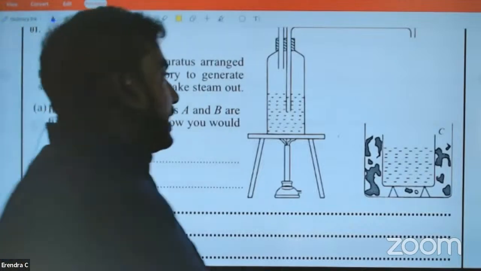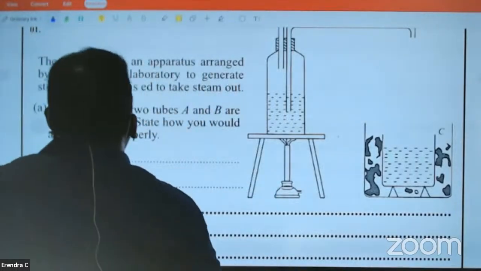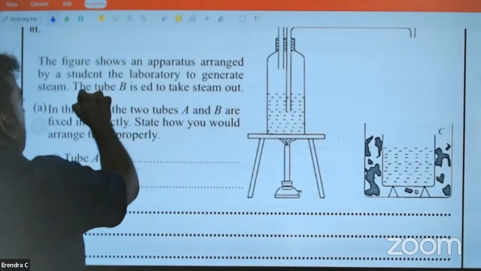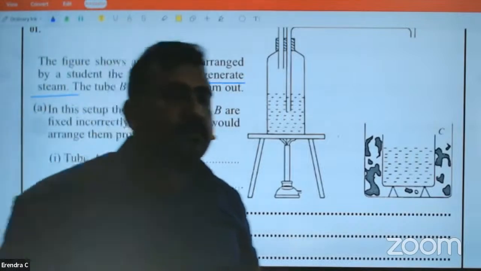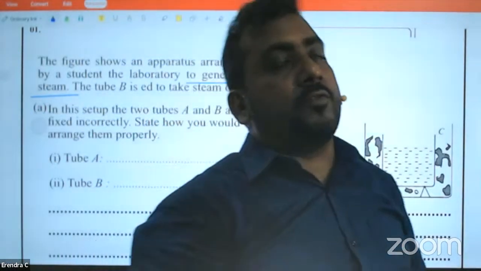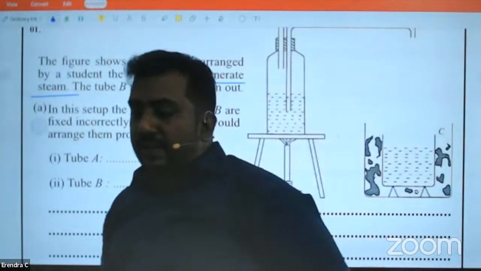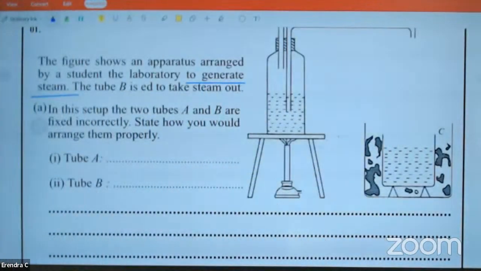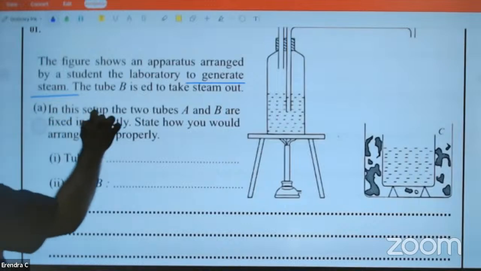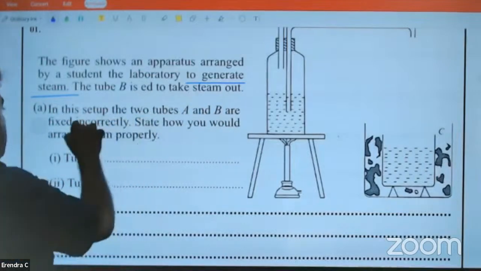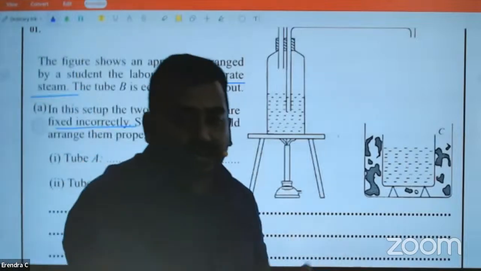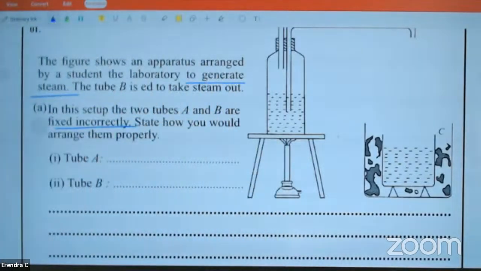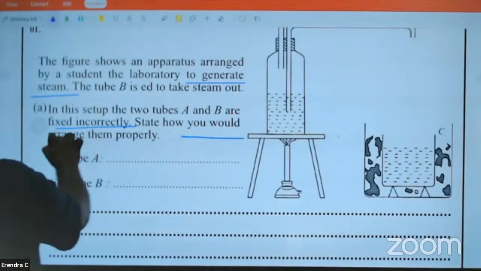Figure shows an apparatus arranged by a student to generate steam. This is a practical to find the latent heat of vaporization. In this setup, the two tubes A and B are fixed incorrectly. They are telling you it is fixed incorrectly. State how you would arrange them properly.